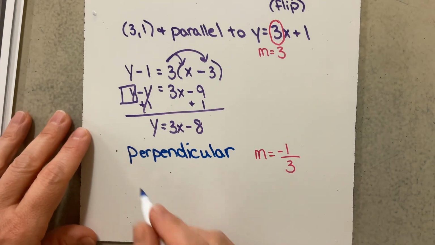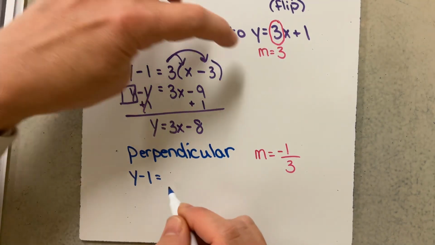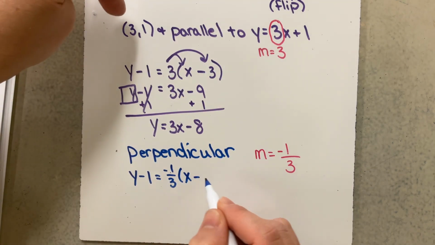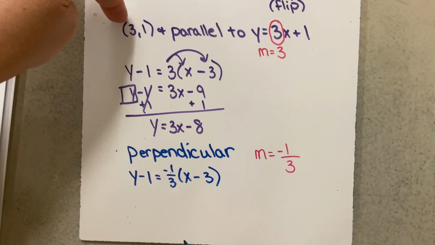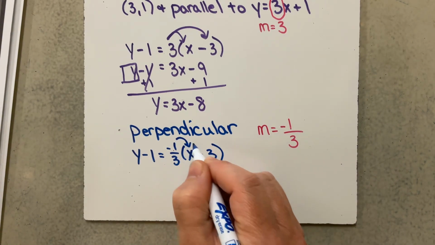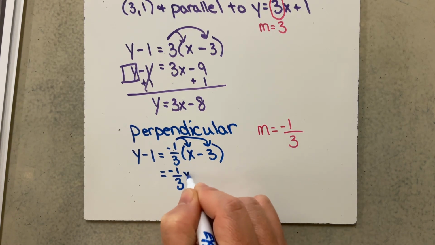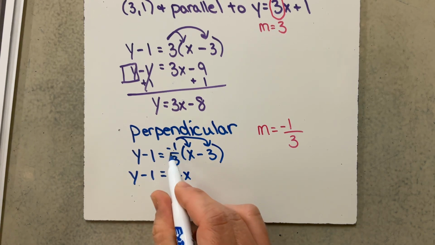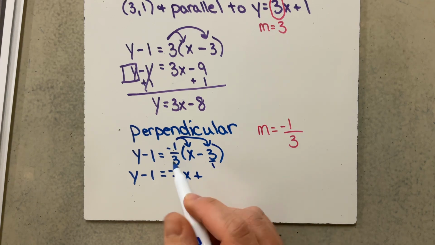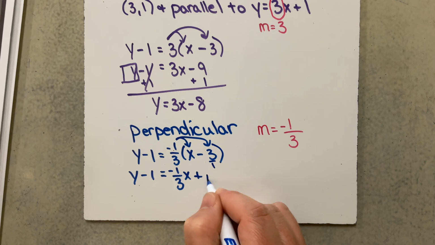Okay. I'm going to use my point-slope form. So y minus 1 equals my m times the quantity x minus my 3, which is my x1. Again, we can go through and simplify. So this gives me negative 1/3 x. Negative times negative is positive. If I put a 1 under it, notice those 3s are canceling out. So I'm just left with 1.